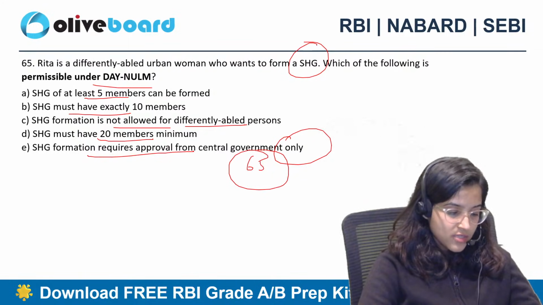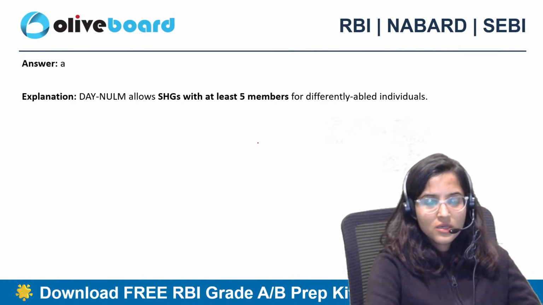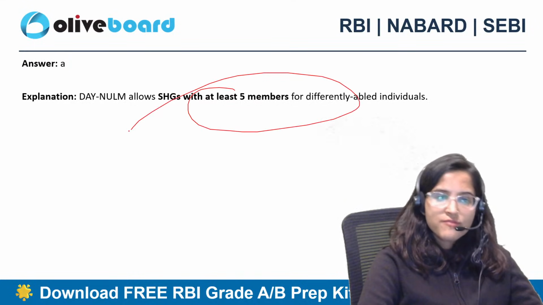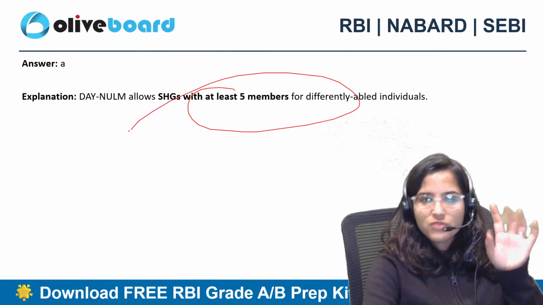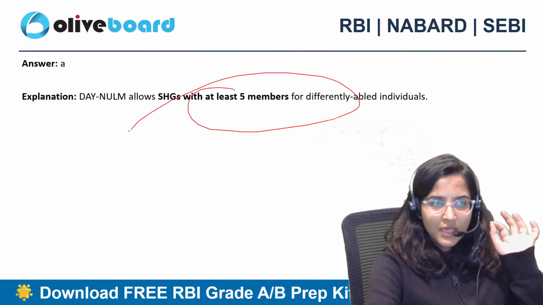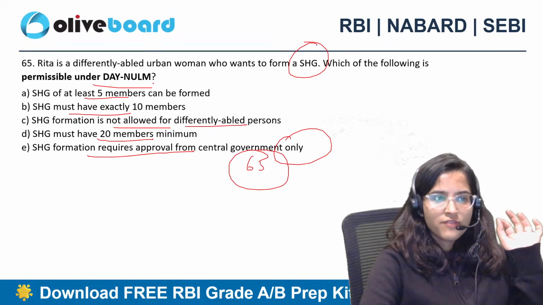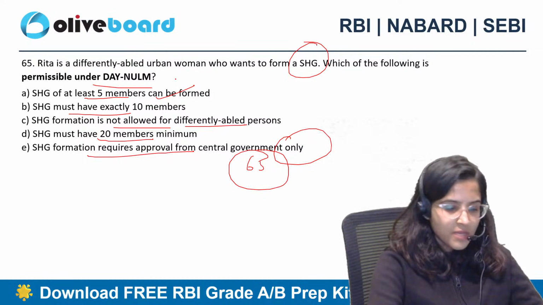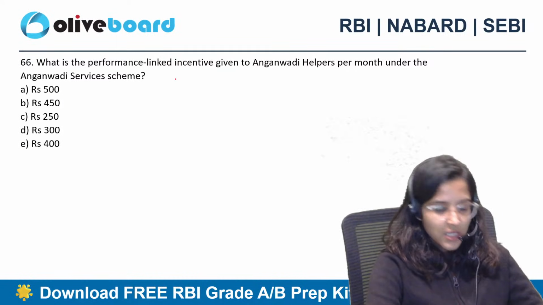Quickly give me the answer, all of you. 65D is not correct. DAY-NULM allows SHGs with at least 5 members. If someone is differently abled, then at least 5 members are needed, so your answer is A, at least 5 members can be formed. D will not be the answer. 20 members minimum is not the case for differently abled.